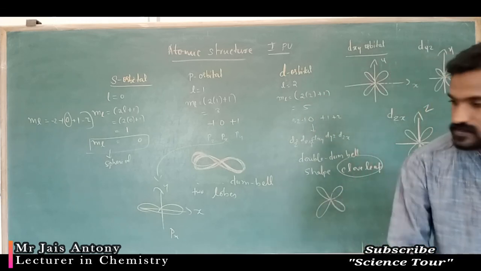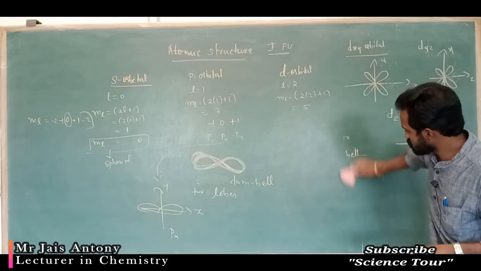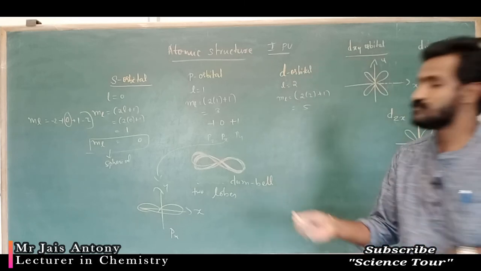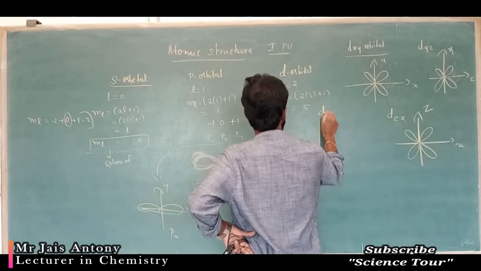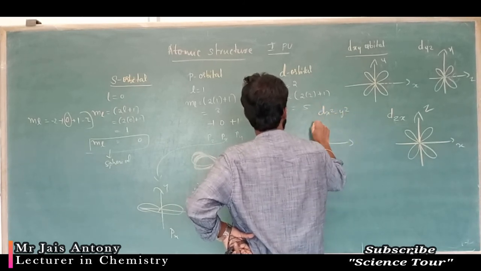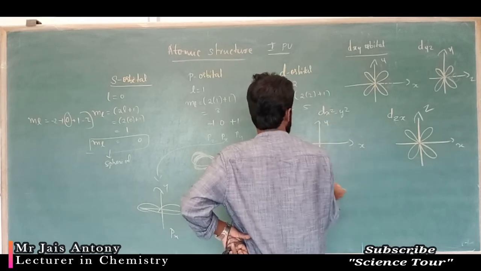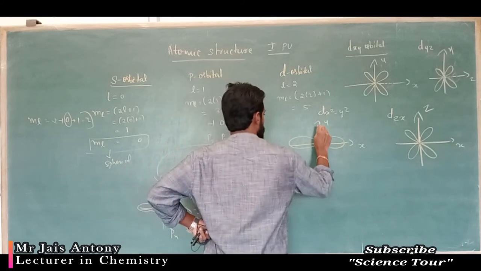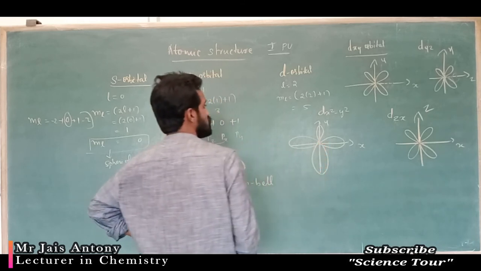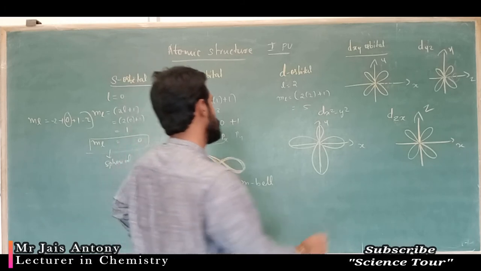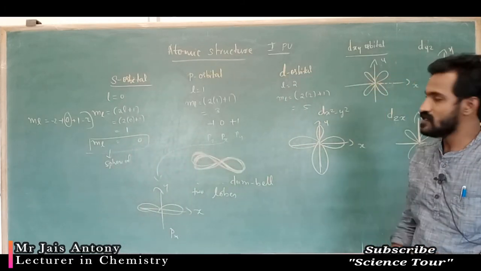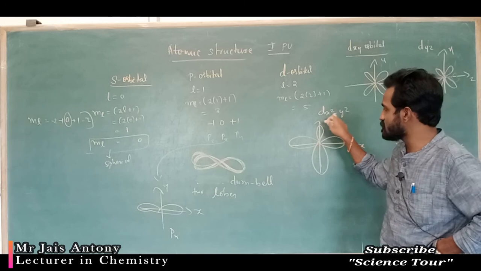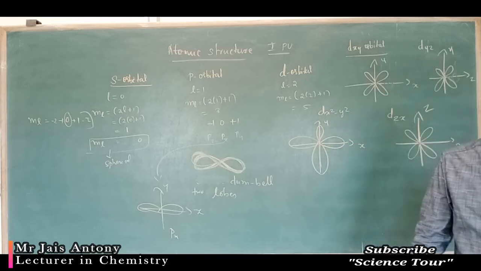Next is dx square minus y square. So I should draw y here and x here. For x square and y square, you are drawing on the axis, x on axis, y on axis. So this is x square minus y square. See the difference. Here, for dxy, dyz, dzx, you draw between the axes. Here you draw x square and y square on the x axis and y axis. On the axis you are drawing, so it becomes x square minus y square.